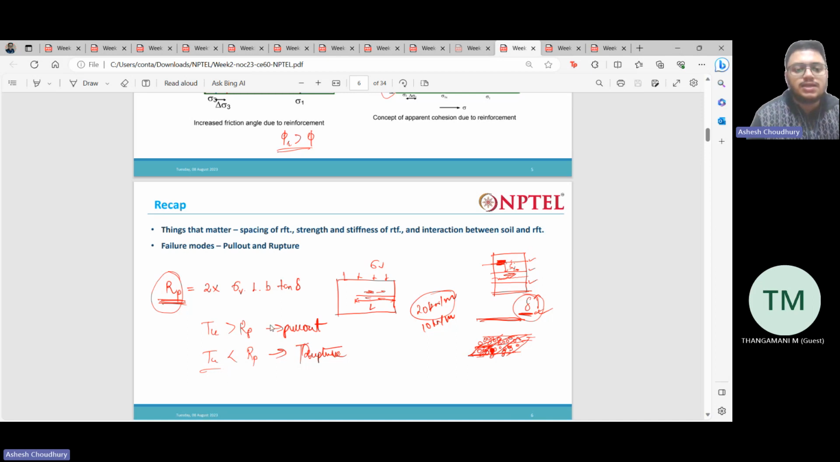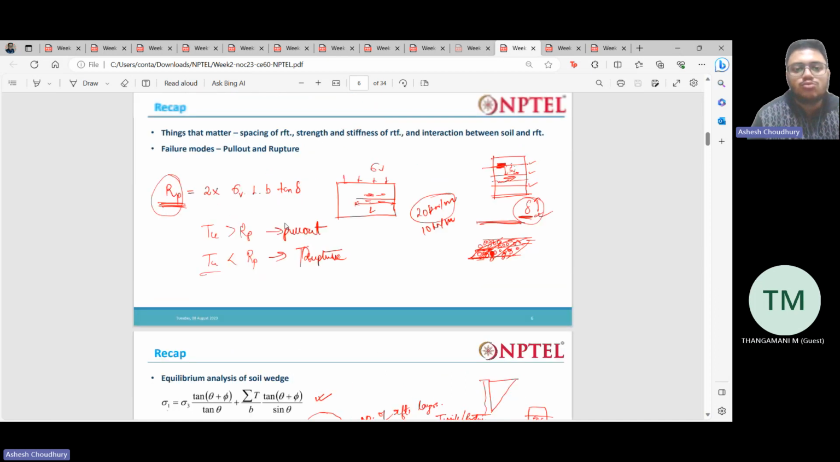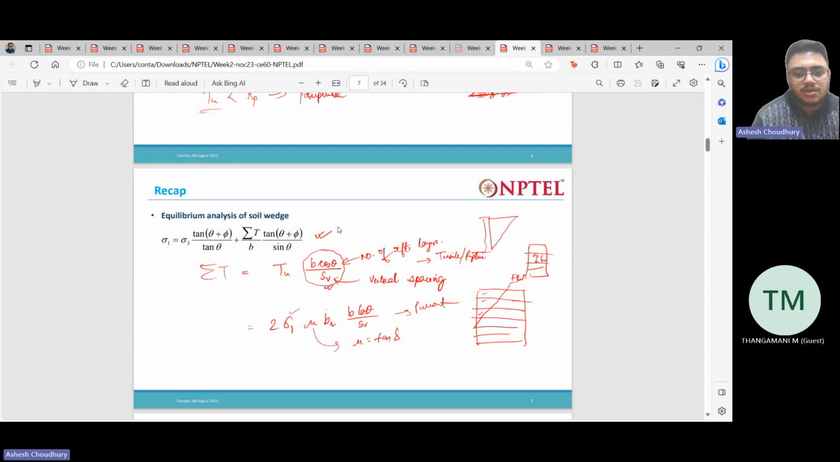So if the tensile strength is greater than this force, this RP force, then the failure will be by pull out. And if the tensile strength is less than this RP, then the failure will be by rupture. So these are the two modes of failure, pull out and rupture.